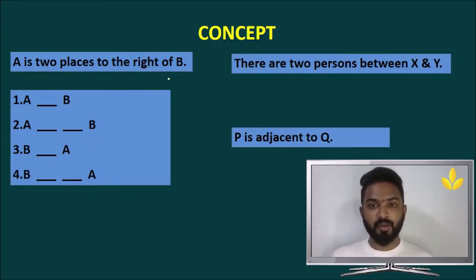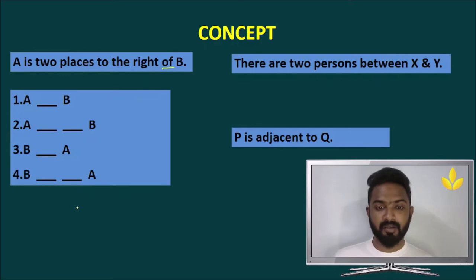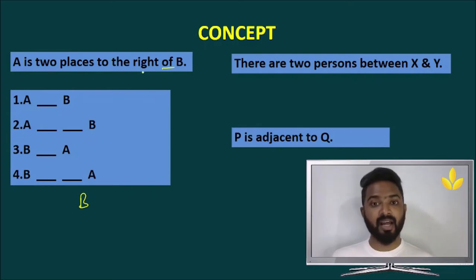The first thing you do is you write down the reference. Who is the reference? The person after "of" is always the reference. In this case, that is B. Right of B. So B is the reference, put B first. After that, the direction, left or right. They have told the right of B.